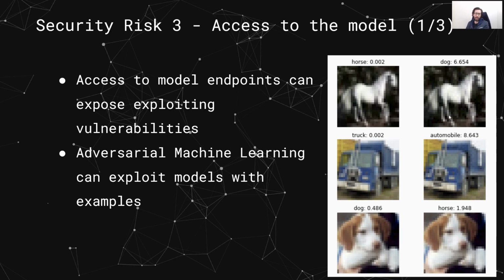In this case, there are some visual examples, and adversarial examples of images tend to be the most intuitive. These are basically images that have adversarial noise added that is indistinguishable to the human eye, but that actually changes the prediction of a machine learning model, right? So in this case, it's basically the picture of a horse, but with adversarial noise, it's predicted as a dog. Similarly, from a truck into an automobile, from a dog to a horse, right?